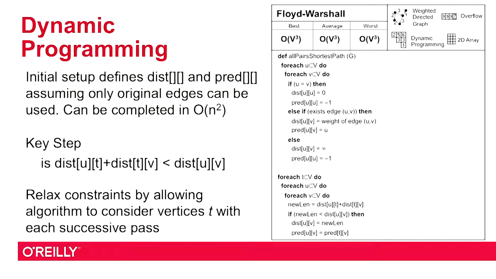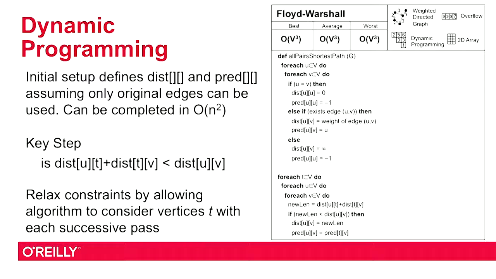Is the distance from U to some intermediate vertex T plus the distance from that intermediate vertex T to V, the sum total of that, less than what you think is the best cost from U to V? If it ever is the case, you've uncovered something and you need to record it.